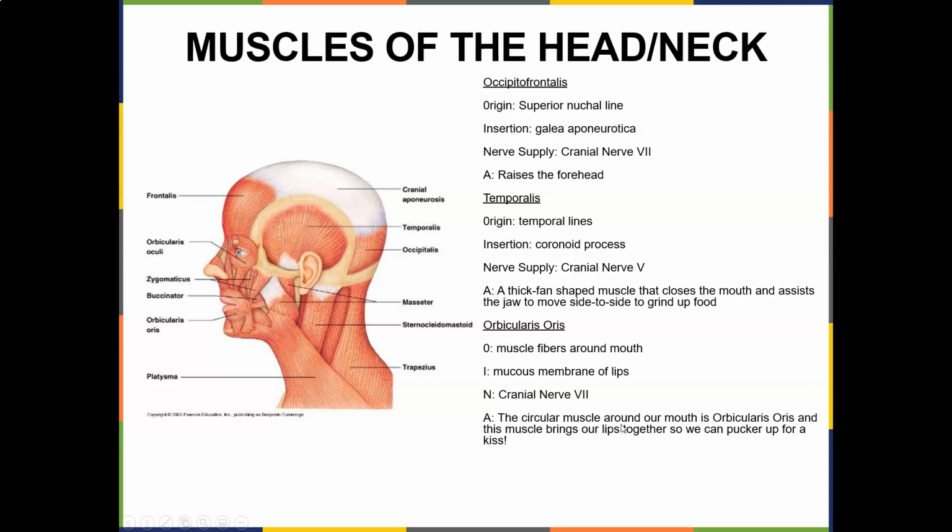So what does it do? The circular muscle around our mouth is the orbicularis oris, and this muscle brings our lips together so we can pucker up for a kiss. So next time you're like, hey honey, do you mind using your orbicularis oris? And she'll be like, excuse me? But basically that's just telling her that you want to give her a kiss.